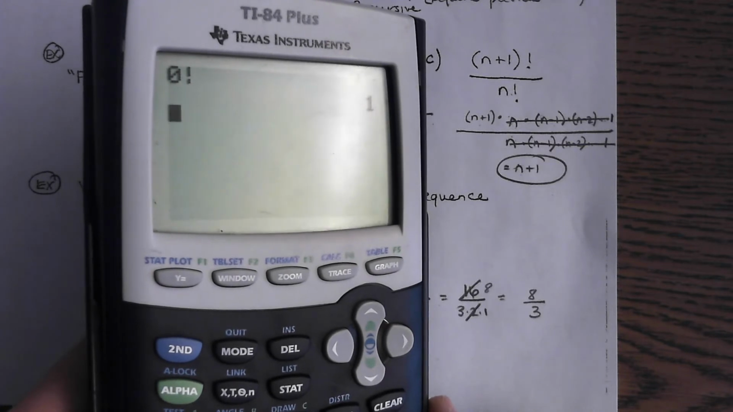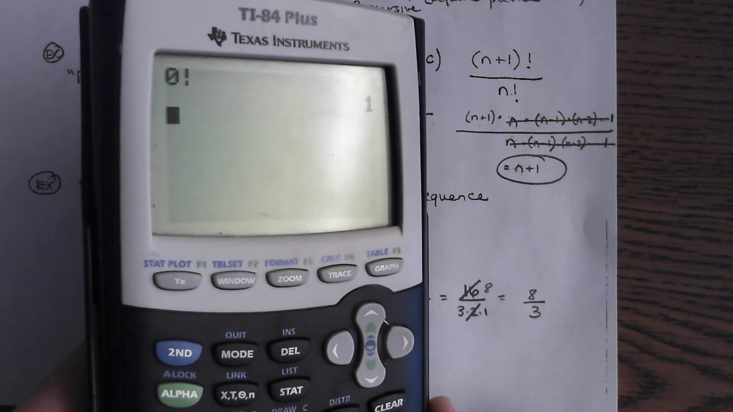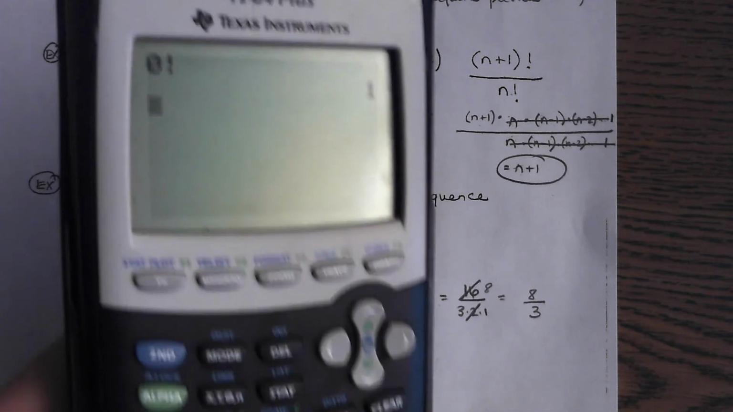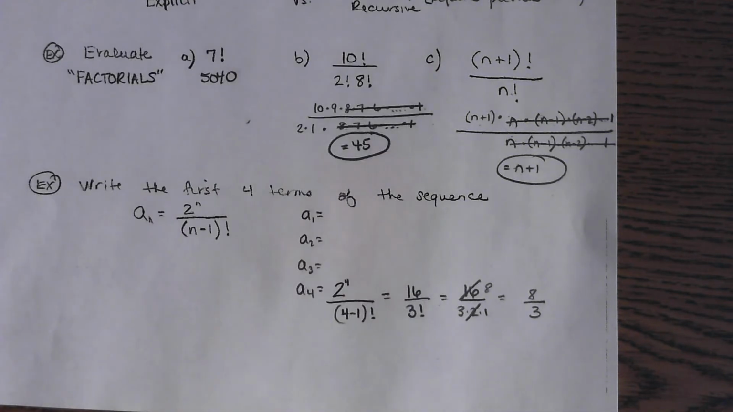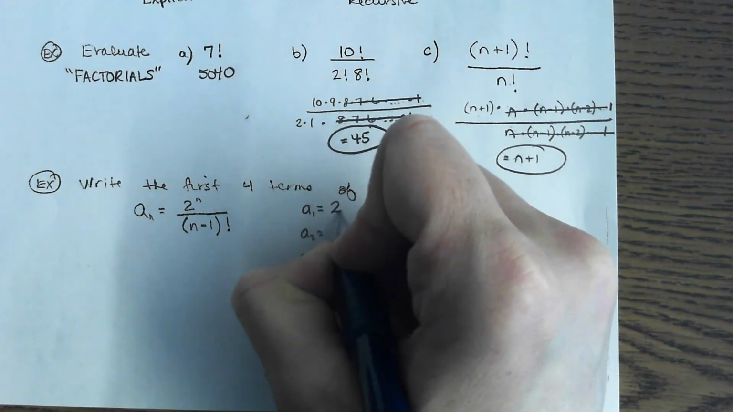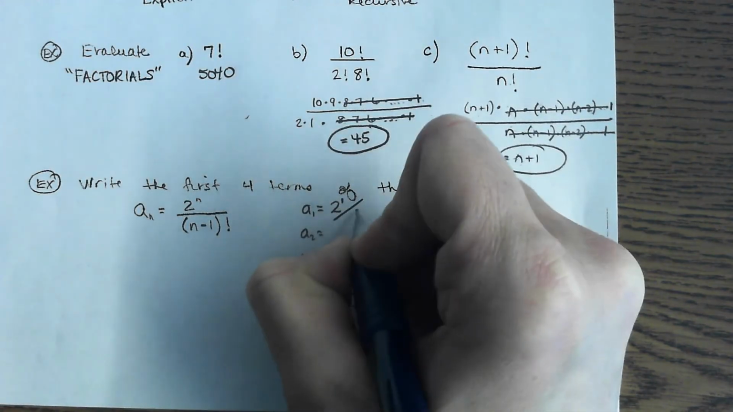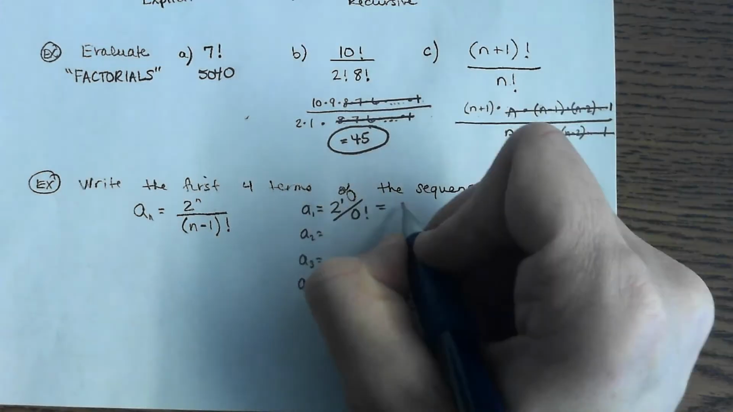It's like raising anything to the 0 power. Conceptually, how do you multiply something by itself 0 times? You really don't. So there's a special rule for that. So 0 factorial is actually 1. So 2 divided by 1 would be 2.